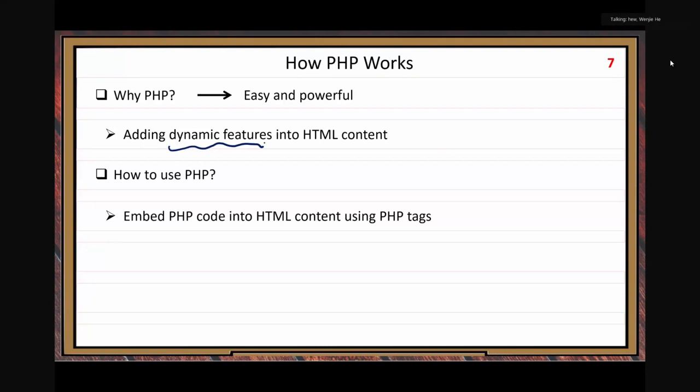When we write PHP code, what do we need to do? We embed PHP code into HTML content using PHP tags. That's simple. So when you start, have an HTML document first. Then, at any place, you use a pair of PHP tags. Inside a pair of PHP tags, you can put PHP code to write the dynamic features.